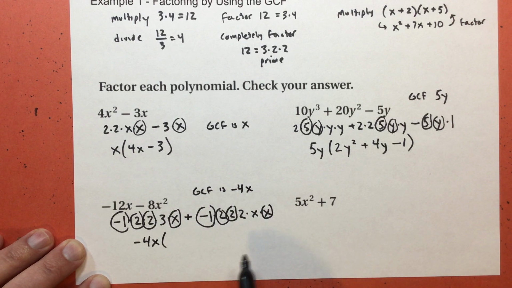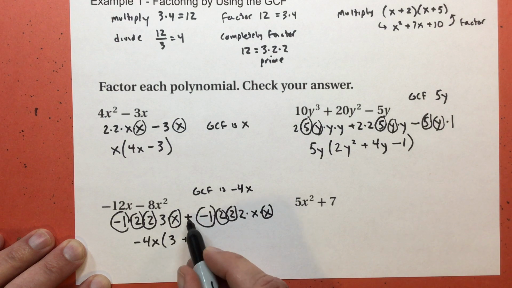Now I'm going to write my parentheses. What got left behind here in the first one? Just the 3. What got left behind in the other one? Put the plus sign down. 2 times x.